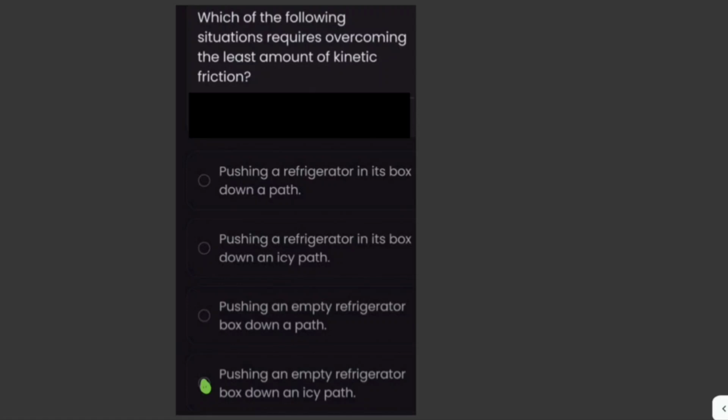So pushing an empty refrigerator box down an icy path will require overcoming the least amount of kinetic friction, because the ice is a smooth surface and the refrigerator box is relatively light. I meant the empty refrigerator box.